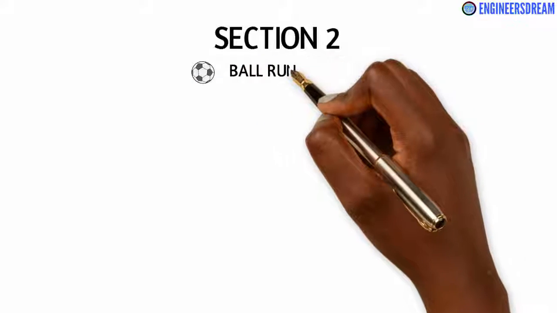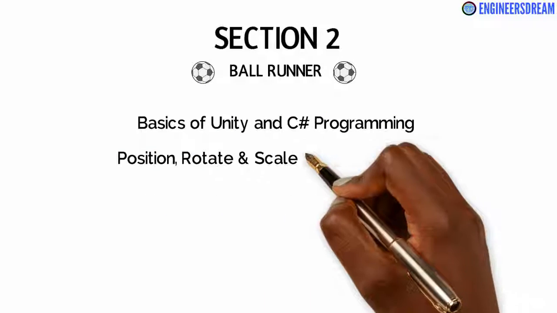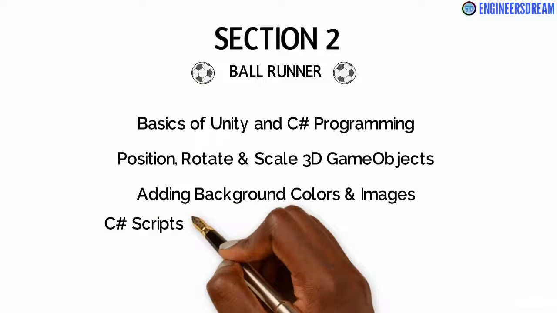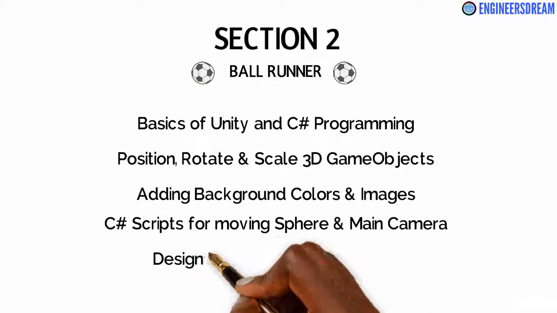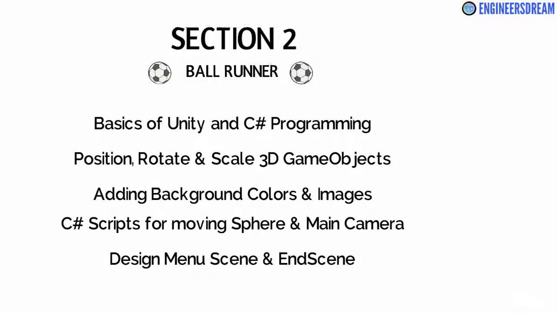In section 2, we'll create our first Unity game called The Ball Runner. This game will be a desktop game in which I'll explain to you the basic concepts related to Unity and C# programming. In this game, you will first learn to position, rotate and scale 3D game objects inside Unity. Next, you will learn how to add background color and background images to the 3D game objects. We will then write programs or scripts to move a game object. We will finish this game by designing the menu scene and the end scene.